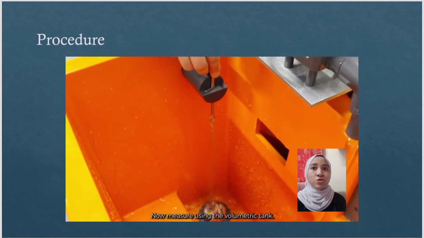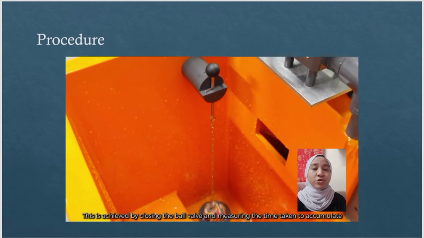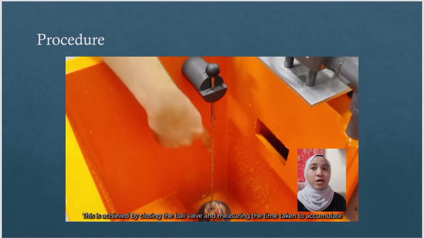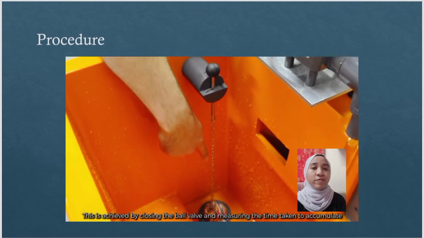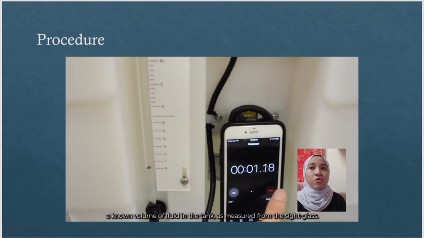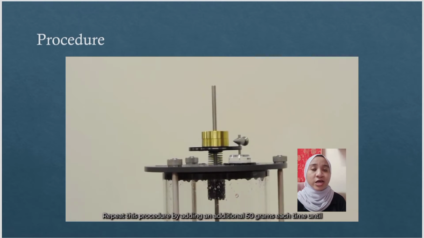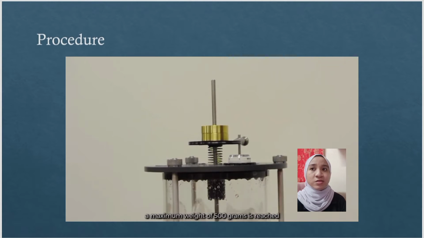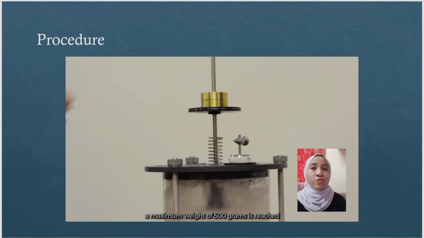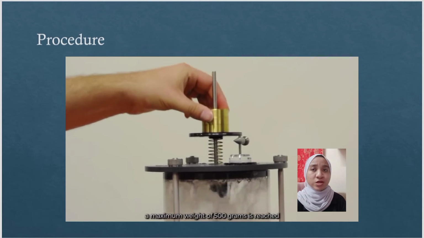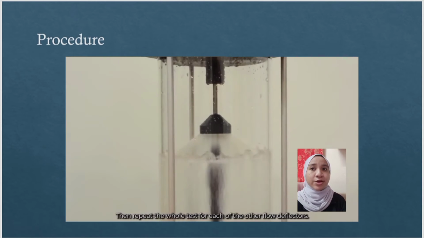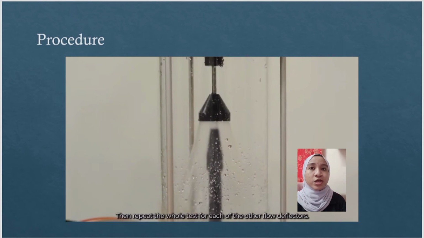Now measure using the volumetric tank. This is achieved by closing the valve. Measure the time taken to accumulate a known volume of fluid in the tank, measured from the side glass. Repeat this procedure by adding an additional 50 grams each time until a maximum weight of 100 grams is reached. Then repeat the whole test for each of the flow deflectors.